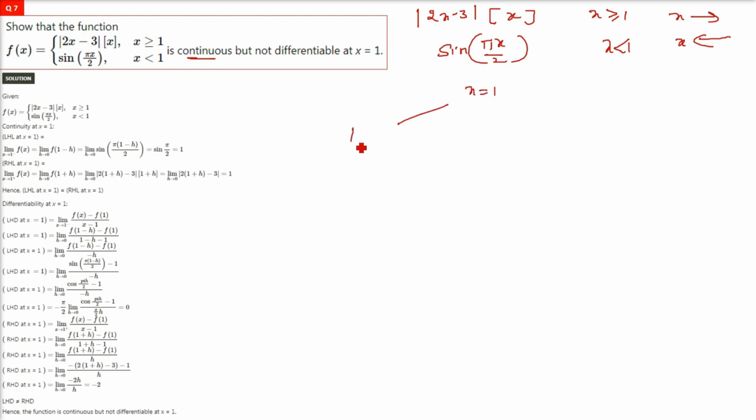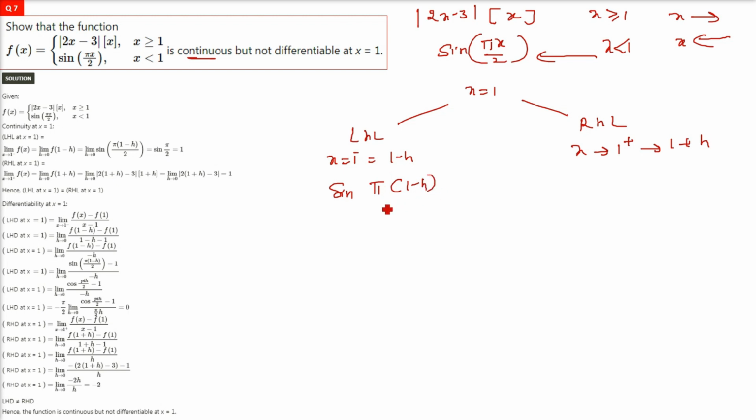So we will check the continuity first. At x equals 1, we'll find out the left hand limit and the right hand limit. For the left hand limit, x is 1 minus, so you can put 1 minus h, and for the right hand limit, 1 plus h. When you go below 1, it is going to be sine pi x by 2. In place of x, just write 1 minus h, because you're going just backwards of 1. So sine of pi by 2 minus pi by 2 h.